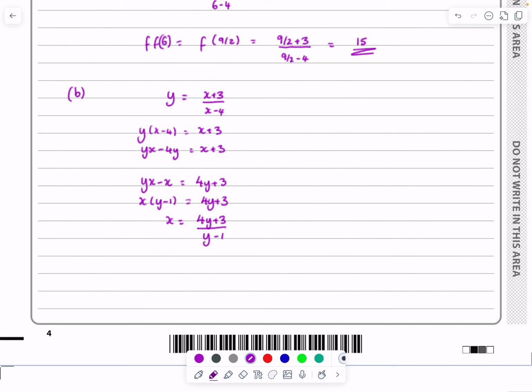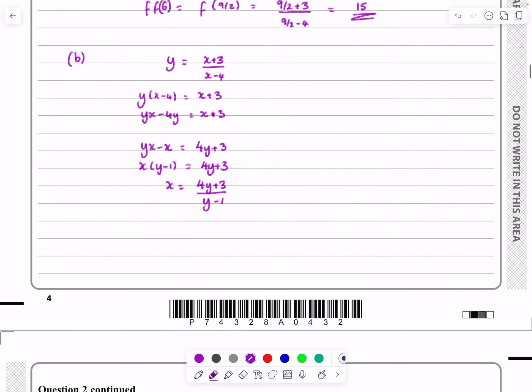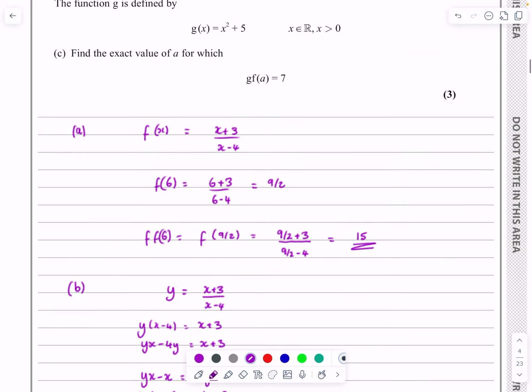Now let's write that down properly. So f^(-1)(x) is going to be (4x + 3)/(x - 1). And you must include the domain part as well. Obviously, we cannot have x being equal to 1 on that bottom part there. So that is the complete answer for f^(-1)(x).